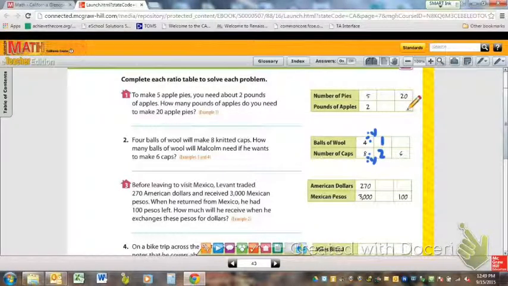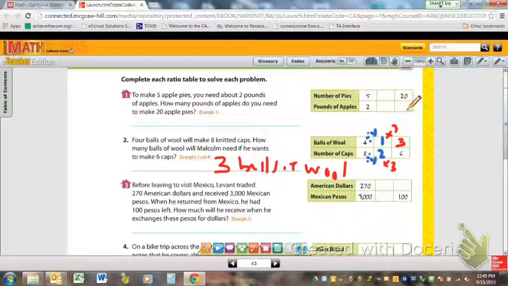So now I need to change my 2 into a 6. So 2 times 3 is 6, and 1 times 3 is 3. So my answer would be 3 balls of wool. So that's how we're going to be doing that.